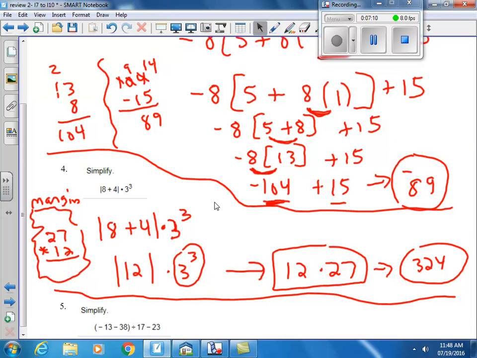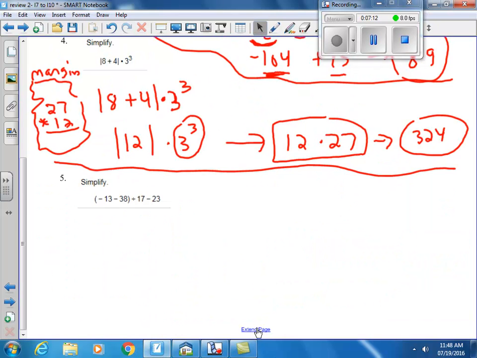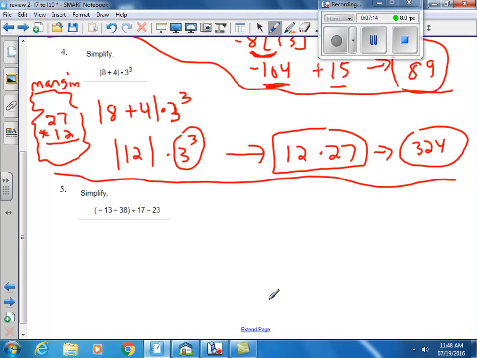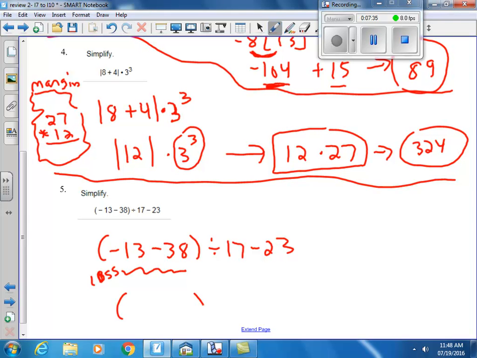Now let's scoot down to the next problem. Lots of order of ops here. We just got to get so good at that with signed numbers, right? So negative 13 minus 38, and then divided by 17 minus 23. So we take care of in here first. If you have a loss, again, think of negative as loss. If you have a loss of 13 and another loss of 38, you're going to be in the hole. Think about money.